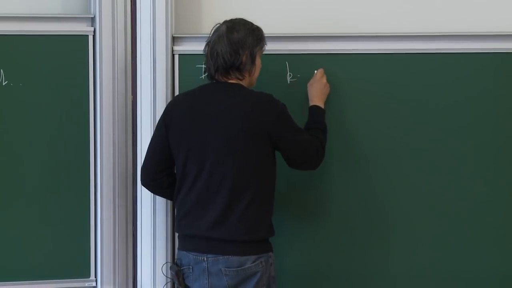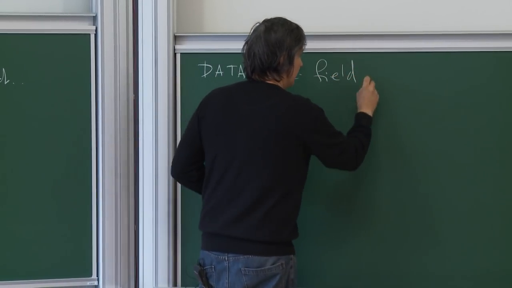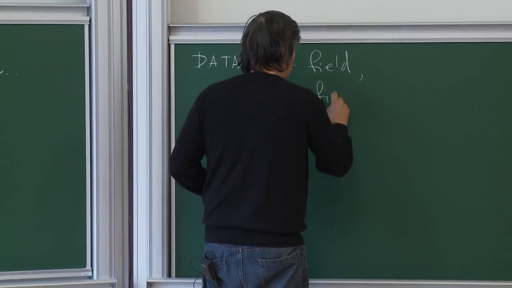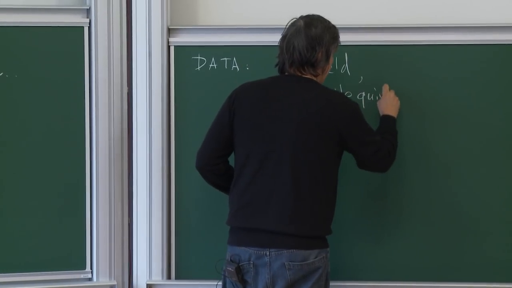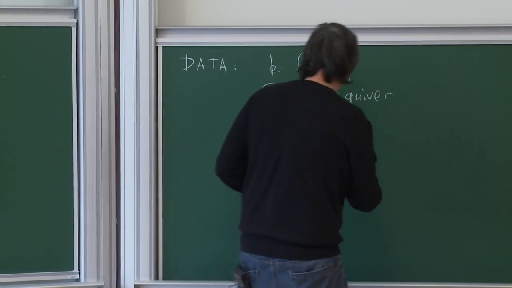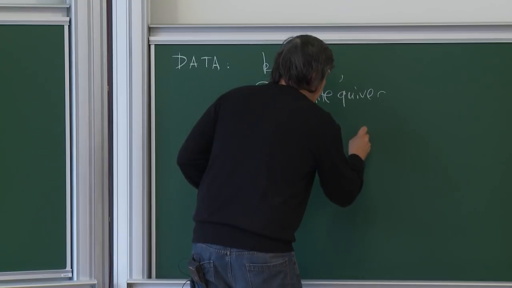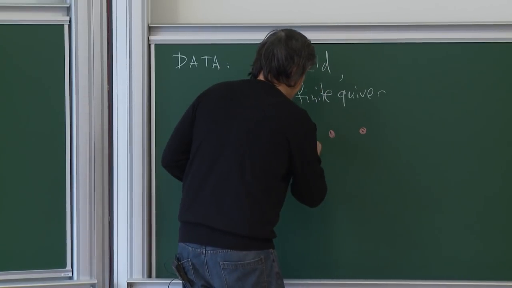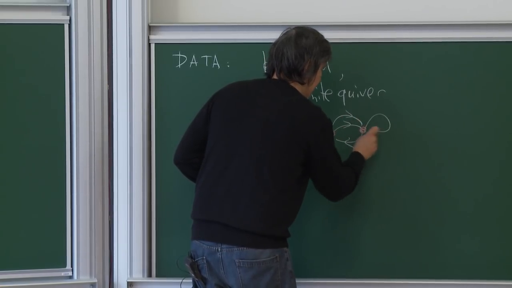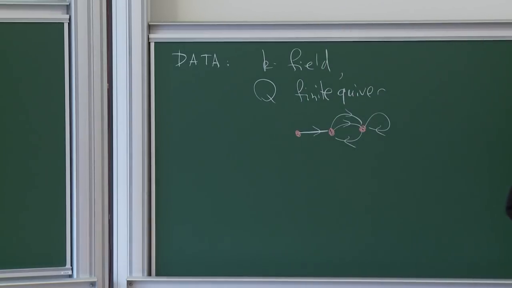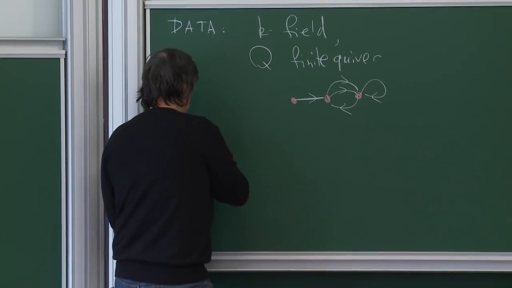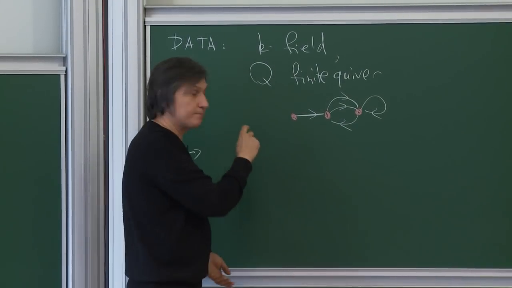We have first an arbitrary field, and we are given some kind of a finite quiver. A quiver is just some graph you draw, something like, I don't know, three vertices connected with some edges, maybe a loop. You get this quiver. When you have this quiver, you can consider finite dimensional representations.